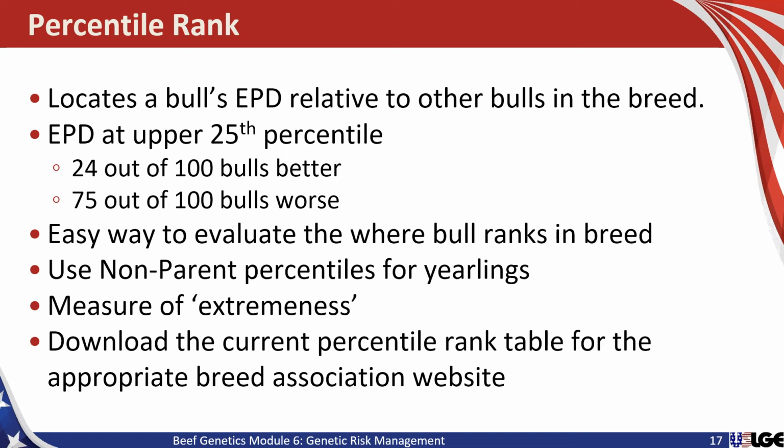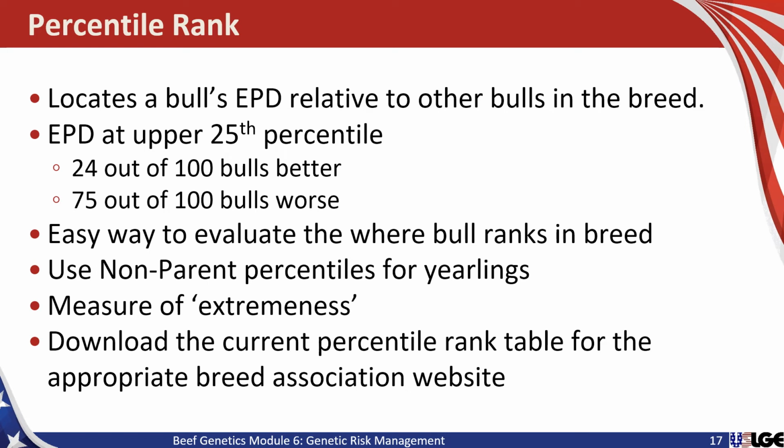So, for example, if an EPD ranks at the 25th percentile in the table, that means that 24 out of 100 bulls on average are better than this particular bull. And if we selected them at random, 75 out of the 100 would be worse. Okay, so it's an easy way to evaluate where a bull ranks within the breed.